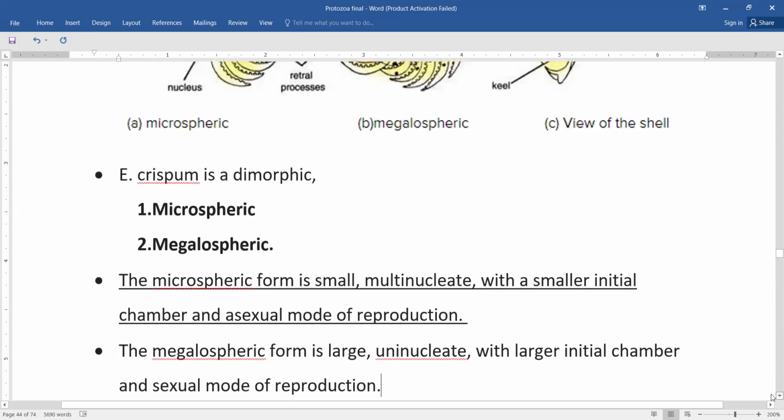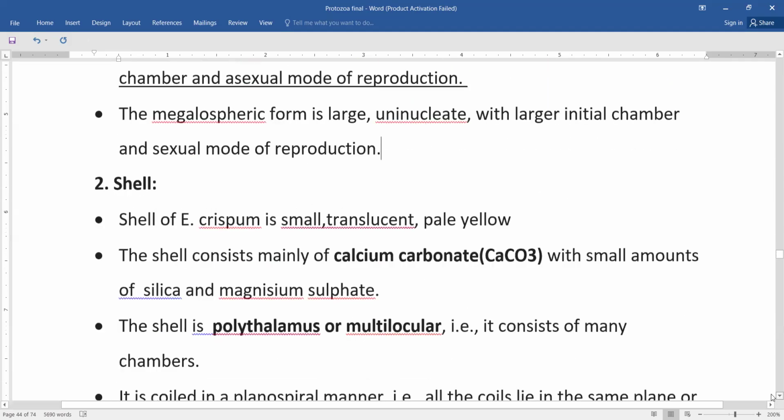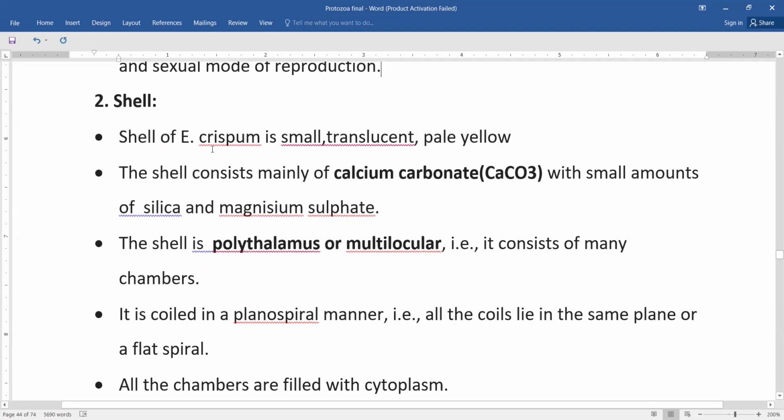Okay, so then the shell. The shell of Elphidium crispum is small, translucent, not transparent, not opaque, and pale yellow in color. The shell consists mainly of calcium carbonate.